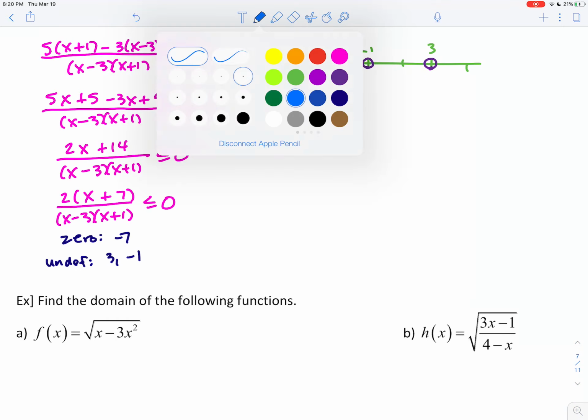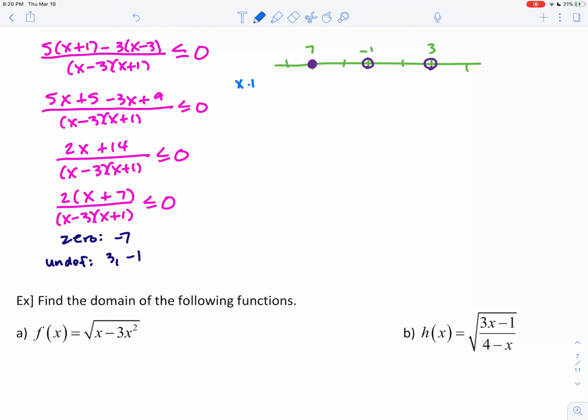Either way is fine. So we're looking at x plus 7, x minus 3, x plus 1, and then the entire fraction. I'm not including the 2. The 2 is always positive, so the 2 is not going to affect the sign of the fraction at all. In fact, we could divide both sides by 2 and get rid of it. It doesn't really do anything as far as changing the sign. Okay, so then in this last row, we'll look at the sign of the entire quotient. It's a rational expression, so it's a division problem.